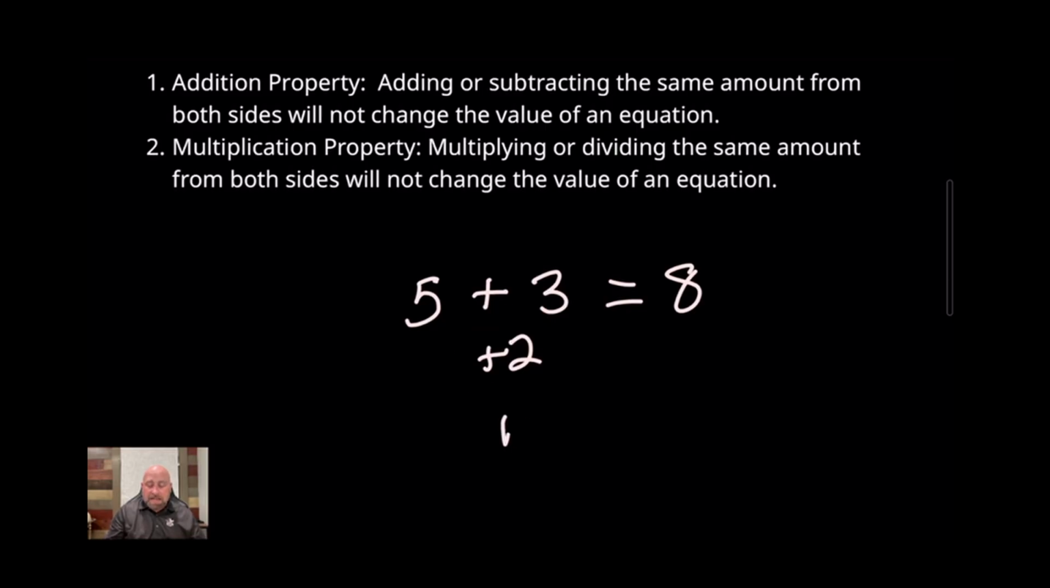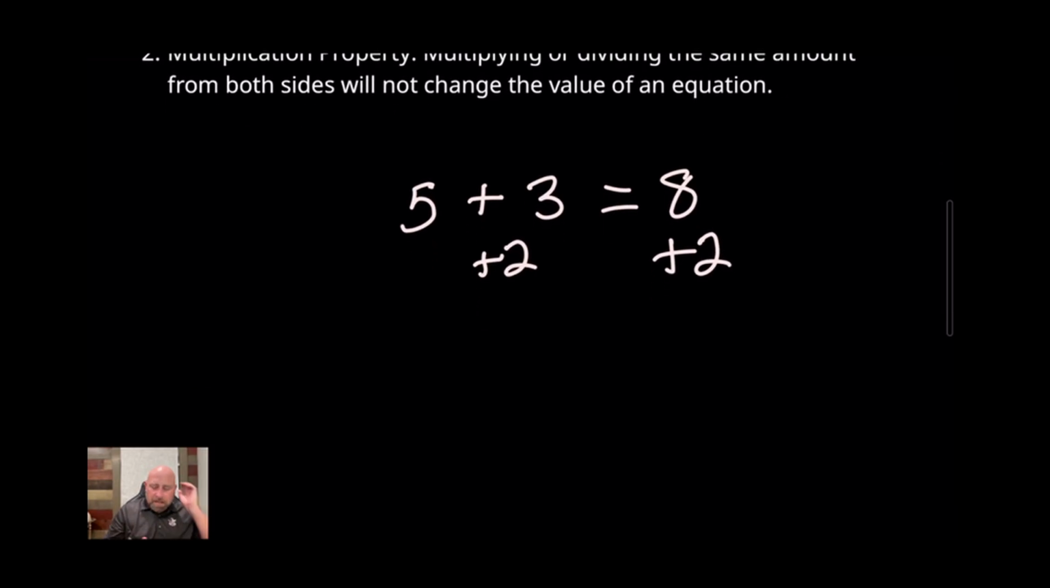Well, I get 10 equals 8. That is now a wrong answer. And so if you add 2 to one side of an equation, you must also add it to the other side of the equation. Think of it like this.